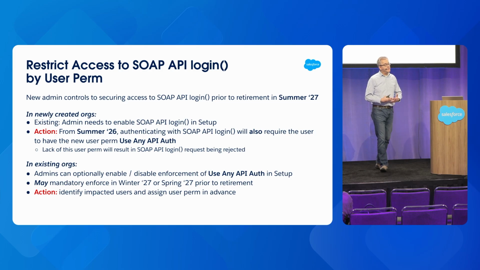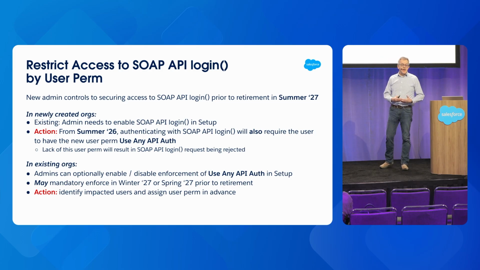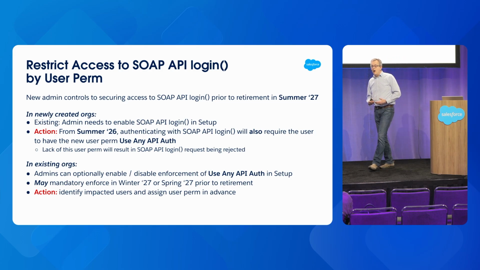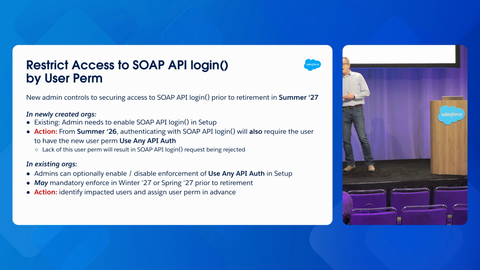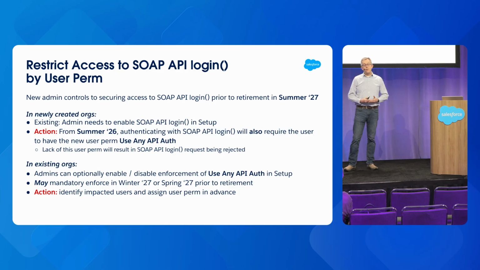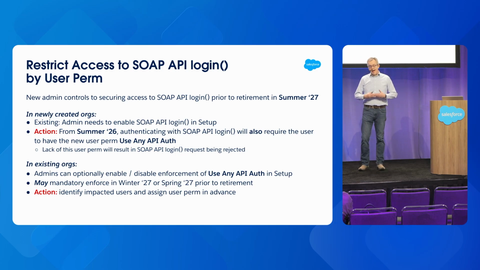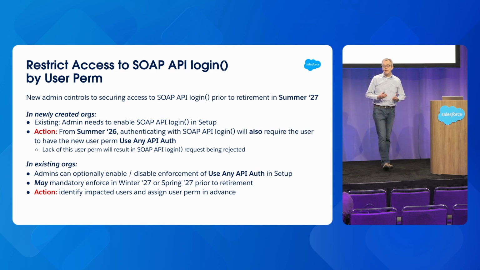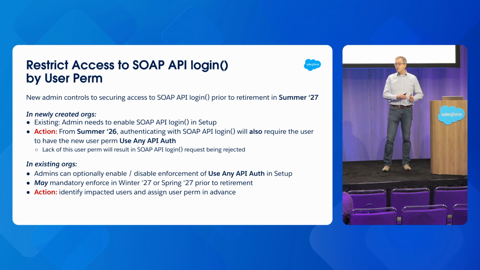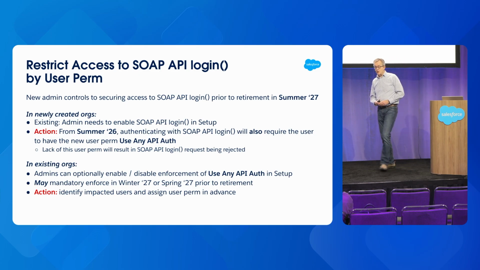So our guidance, our recommendation is that you start to do an inventory of which users are actually using apps which authenticate using SOAP API login and start to assign that user perm in advance to those users. And that's going to provide you with that visibility into which users are using this authentication mechanism.